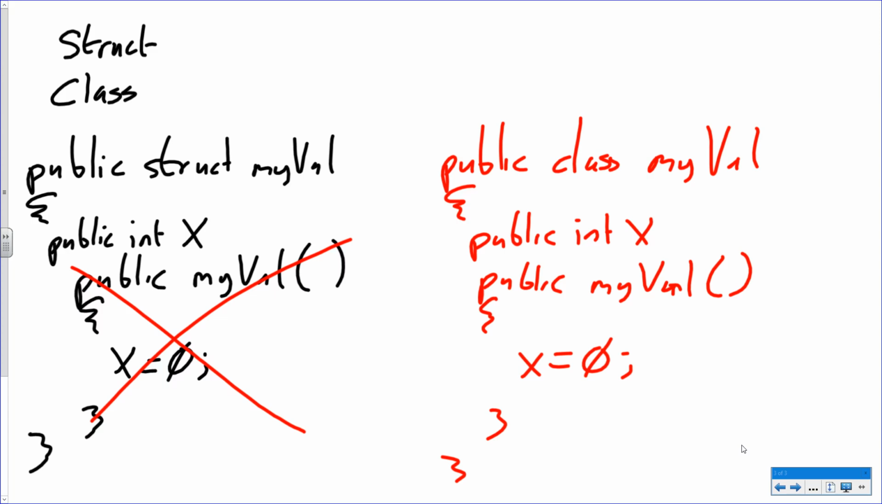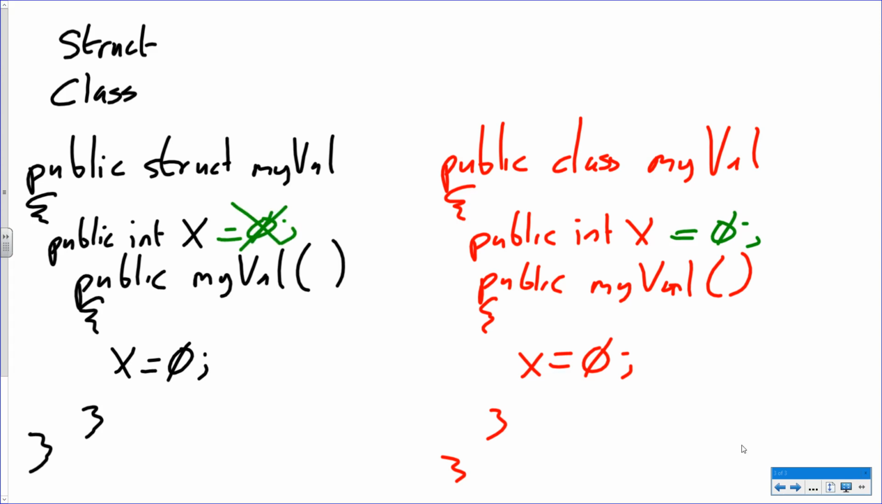The second difference: instead of having a blank constructor here in my class, I could just add equal 0, like that, on the class. If I try to set that in the structure, it wouldn't work. It would say, no, you can't set anything there, it has to be set in the constructor. And that's because of the way that these two items work.